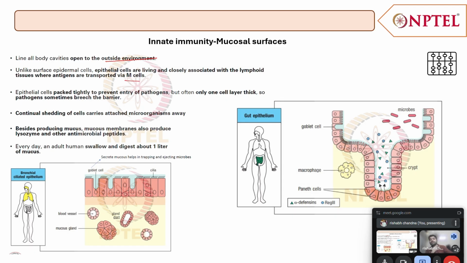So in case of skin, although it was also an epithelial layer, what happens in that case? There is clearing of epithelial cells.